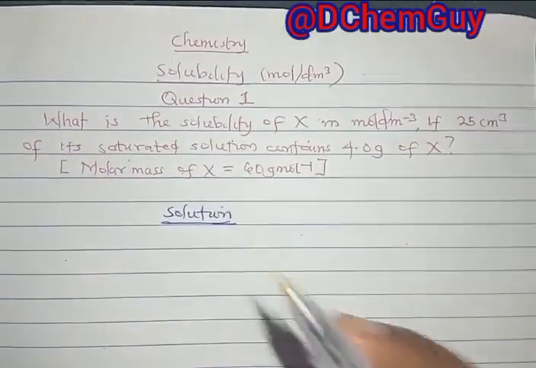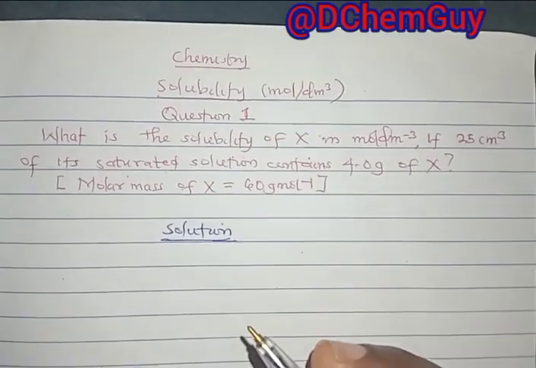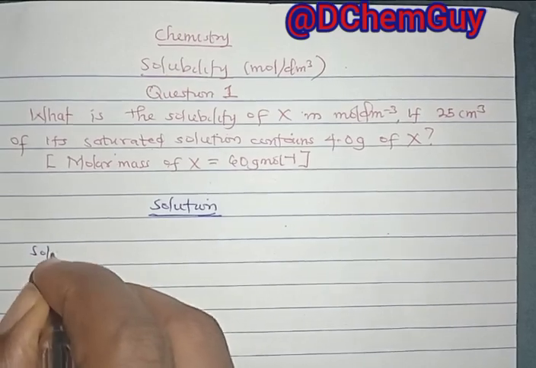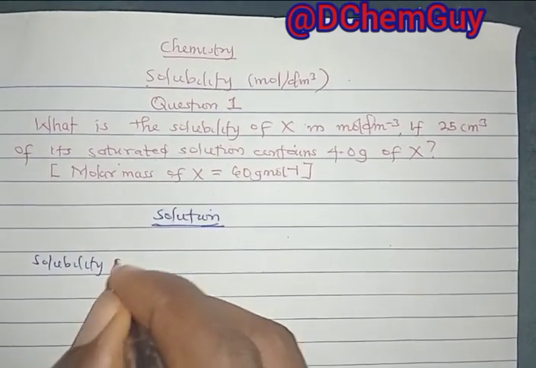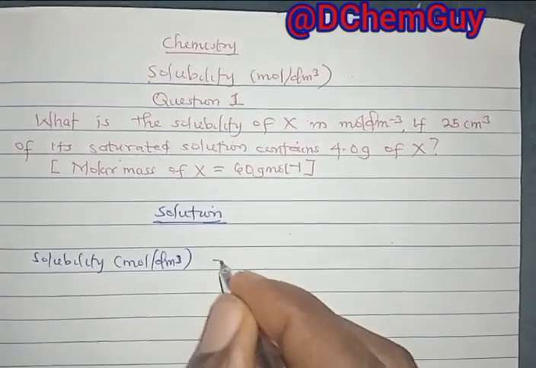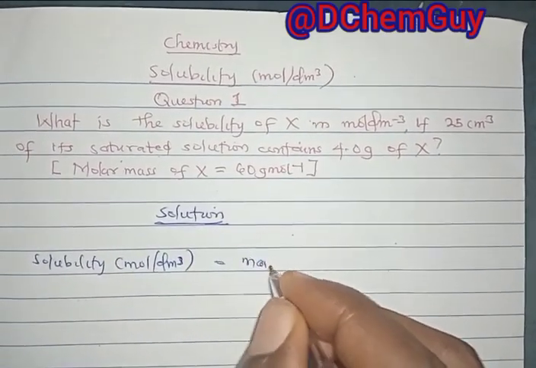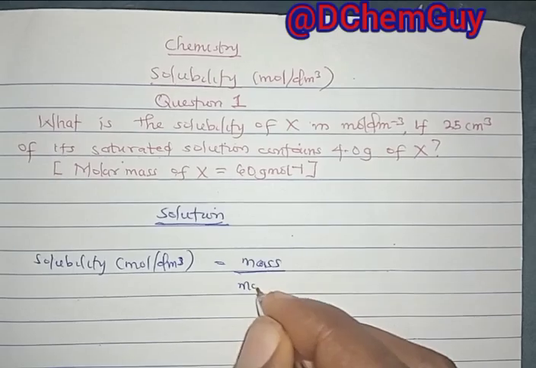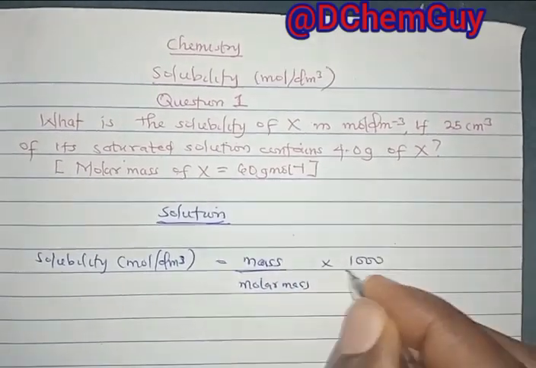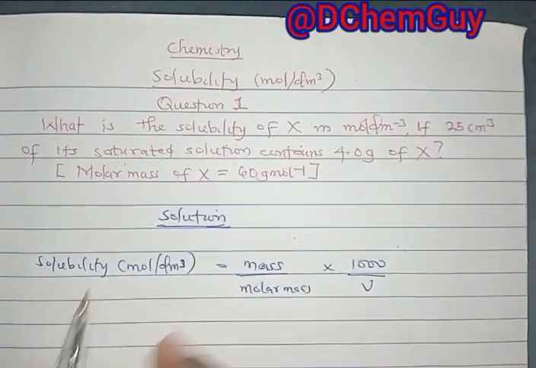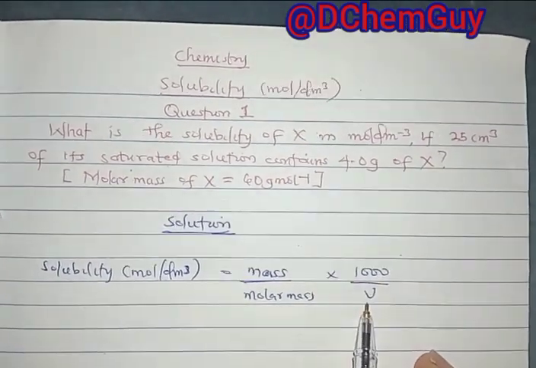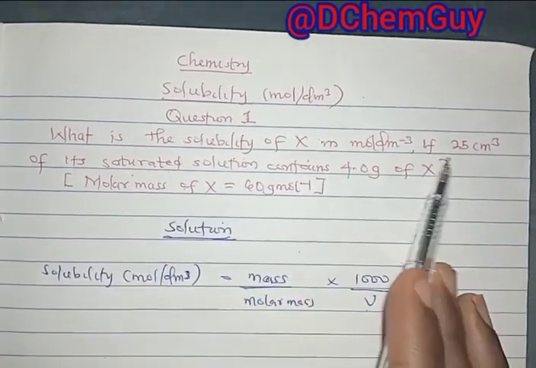All right, there's a formula you can use to solve this problem. So you just write solubility. This is the formula: solubility, which is in mole per dm cube, equals mass over molar mass times 1000 over volume. Now in this question, the mass given is what?